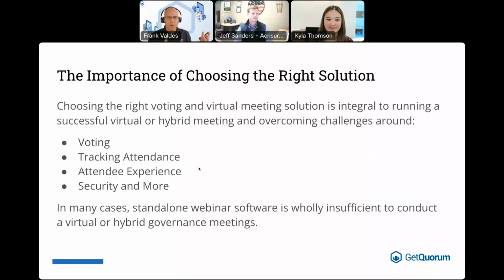In terms of generally making sure that you're choosing the right vendor for these sort of solutions, make sure that vendor can not only provide voting, but that they can track attendance in one of these annual meetings. They can provide a great attendee experience, and they can provide a sense of security, right? And that not everyone's allowed to log in.